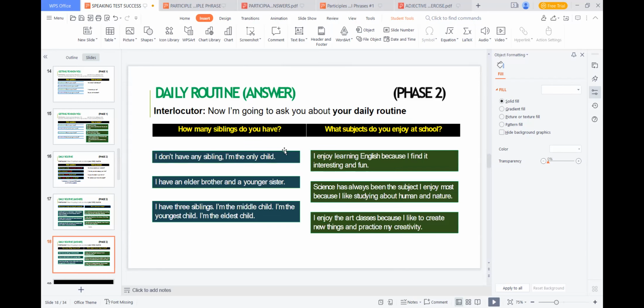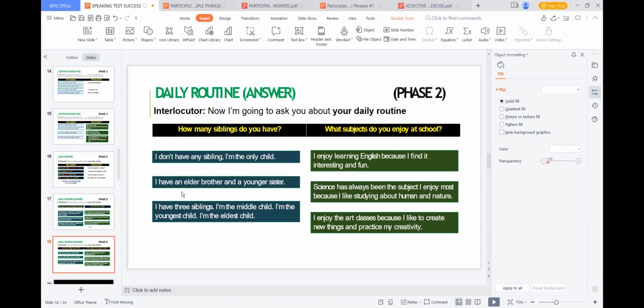Okay, next. Now I'm going to ask you, so we enter phase 2. Okay, so this is the next question, still in part 1. How many siblings do you have? Can you read? I don't have any siblings. I am the only child.